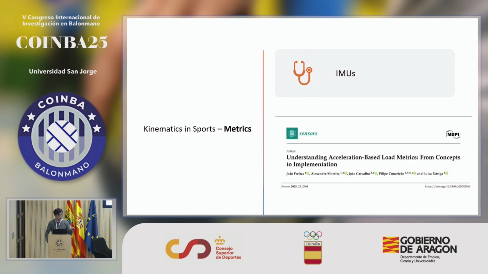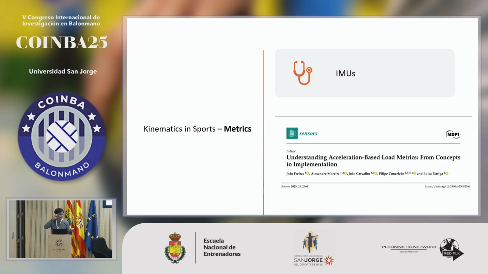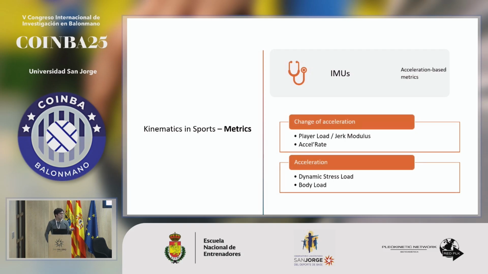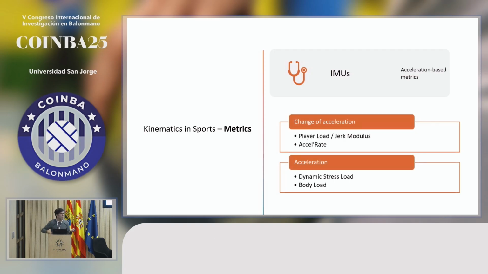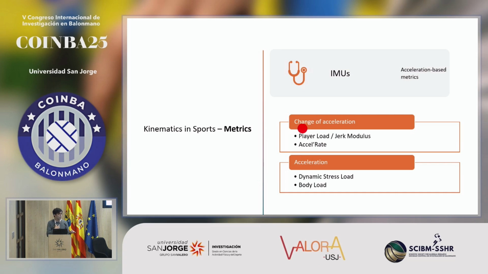So what we did was we selected some metrics that we believe are the most different from one another, and we analyzed them from their concepts of what they measure and how to implement them. We found that there are mainly two groups. One is the change of acceleration, and this is where the player load that everybody knows is located, which we call jerk modulus.